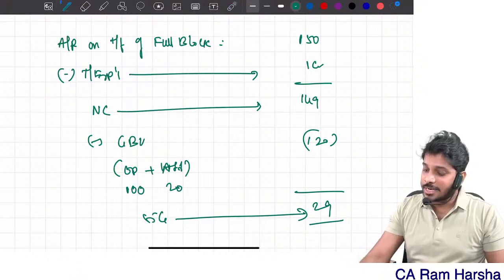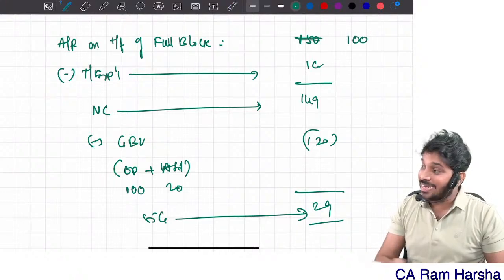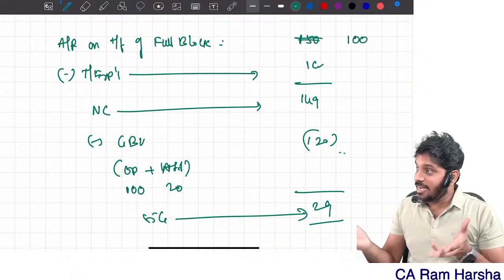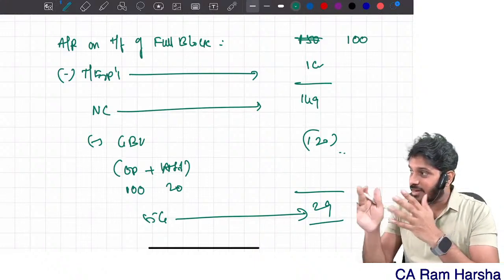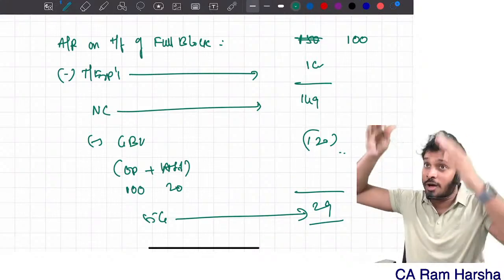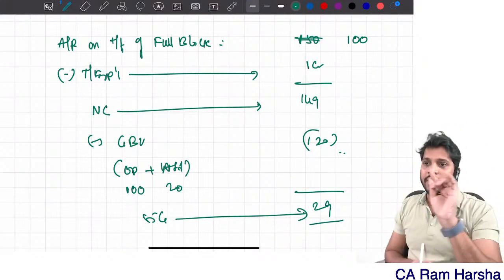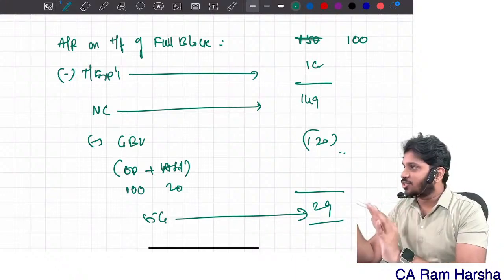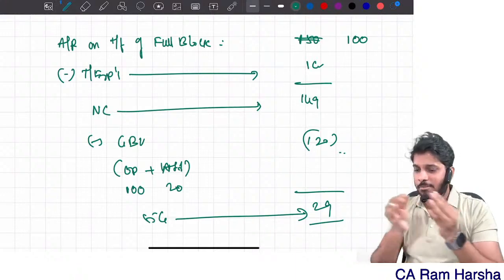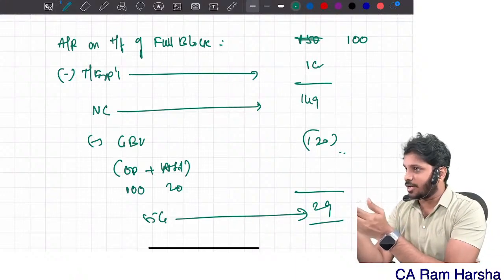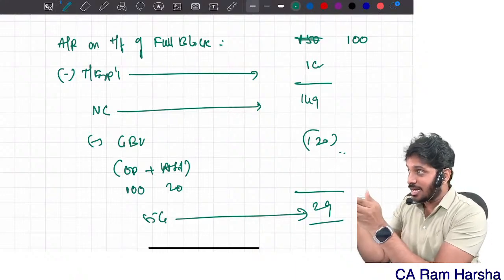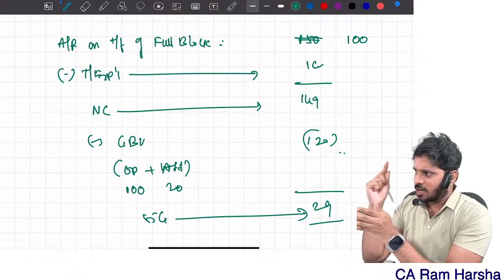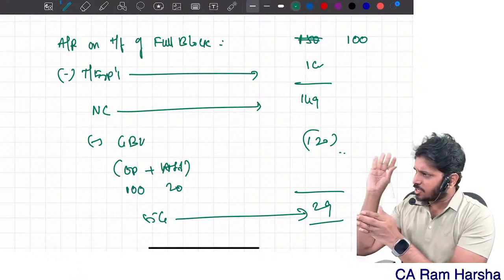Suppose, sir, the amount received on part of a block is 100, and the full block value is 120. The capital gain section will not apply. Section 50 will not apply. Directly, I will go for Section 32, and the depreciation format will follow. Opening WDV 100, additions 20, gross block value 120, minus part of a block sold. The net amount you reduce, after reducing transfer expenses, is the amount received. Amount received 20 crore, minus transfer expenses 1 crore.